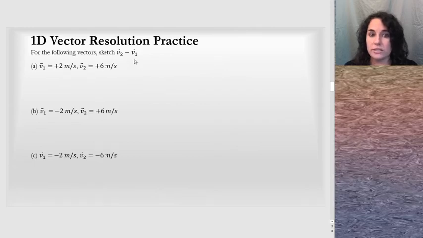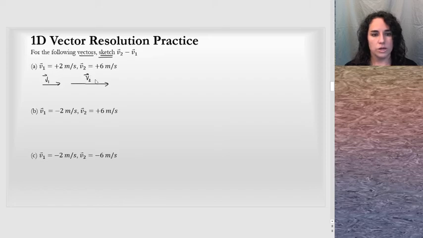Let's do some practice of 1D vector resolution. Just in 1D, we're still getting an idea of what's going on with vectors. For the vectors, sketch v2 minus v1, and we're just sketching them. So what I'm going to do is just draw V1 and V2 to begin with. V1 is a positive 2, and V2 is a positive 6, which is 3 times longer, right?